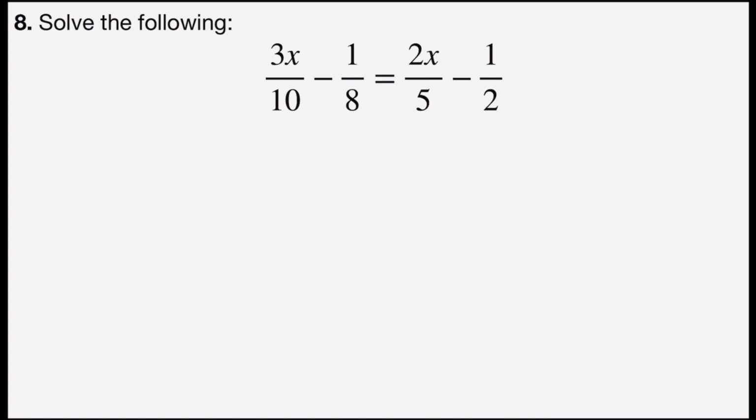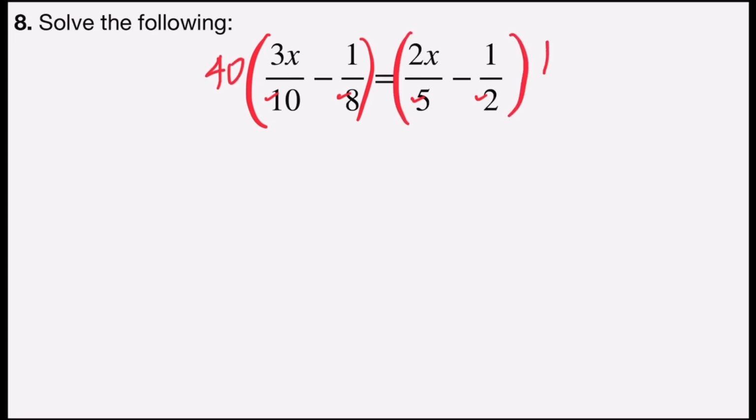Step 1 is to eliminate any fractions from the equation by multiplying both sides, or every term, by the least common denominator. So I have denominators of 10, 8, 5, and 2. The least common denominator would be 40. 10 times 4, 8 times 5, and 2 times 20. 40 is a multiple of all of those denominators.